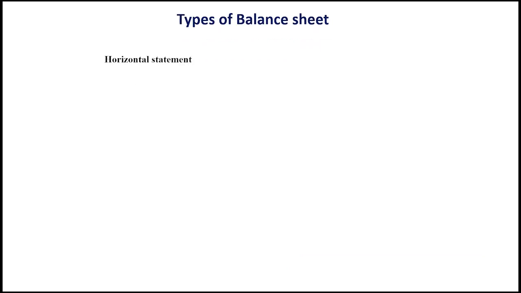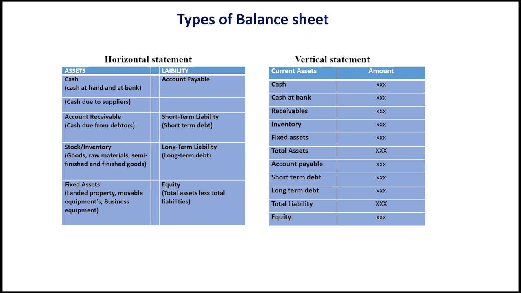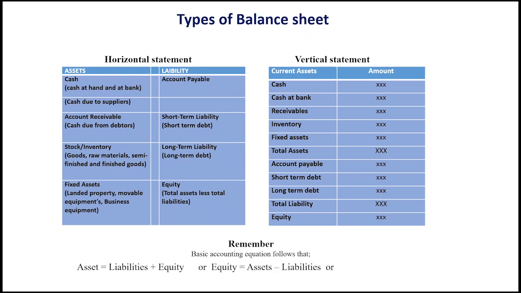Types of balance sheet. The balance sheet can be constructed in two ways, position or types. They are either A. Horizontal, or B. Vertical. Note, while they take different forms, the result is the same. Remember, the basic accounting equation follows that assets equal liabilities plus equity, or equity equals assets minus liabilities, or liabilities equal assets minus equity.